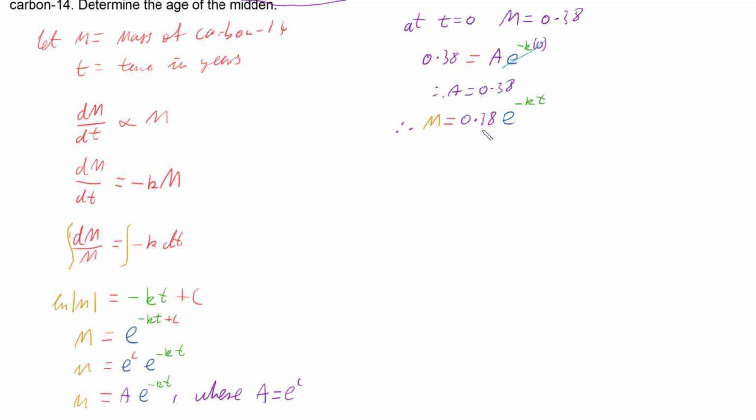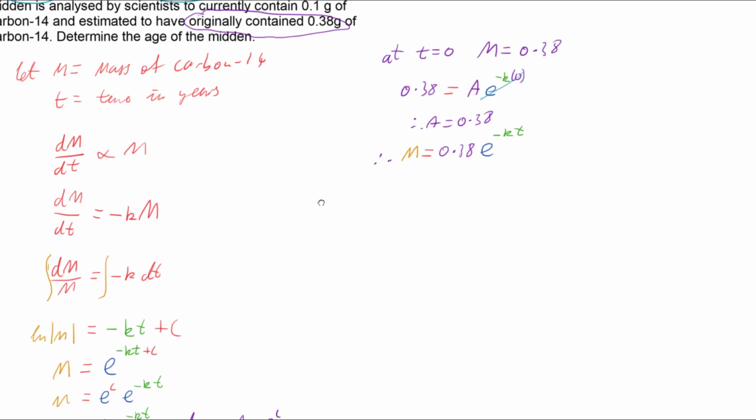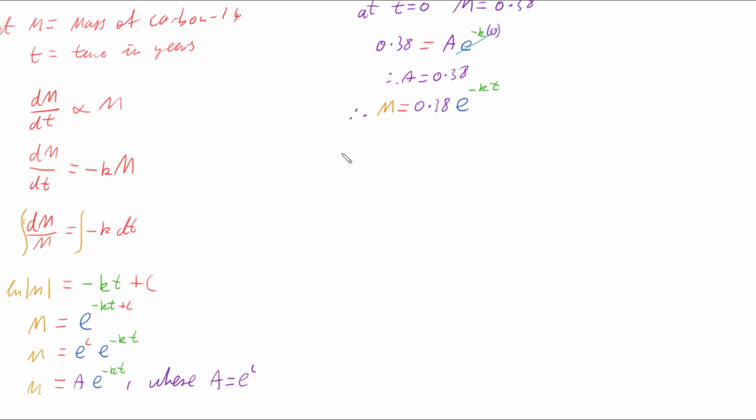So now we need to use another piece of information and work out k, our other constant. What we're going to do is use the half-life of 5,730 years. That means that when t equals 5,730 years, our mass has halved. So we've got half of our original, which was 0.38.